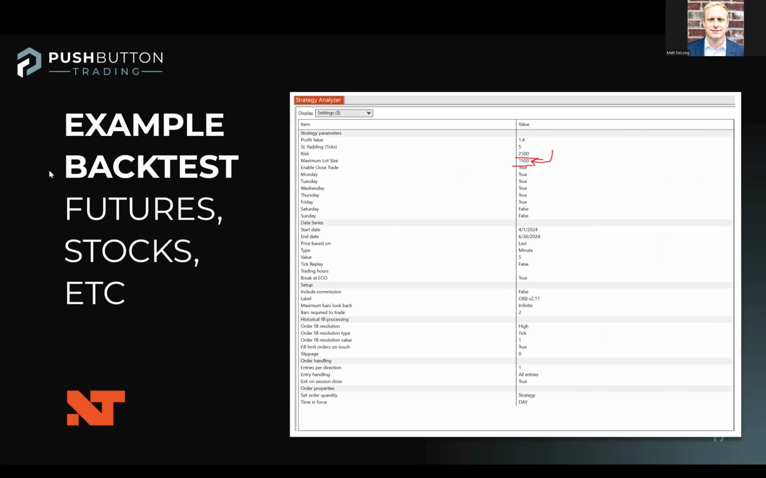I believe it's NQ. What this is doing is showing us we have all the days enabled, Monday through Friday. Here is our testing period running on a 5-minute chart, and we're replaying it in a high-tick, one-tick environment, meaning super accurate, but a little bit slower. That's what we want. We want it as accurate as possible.